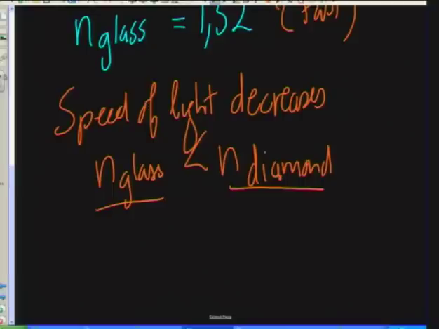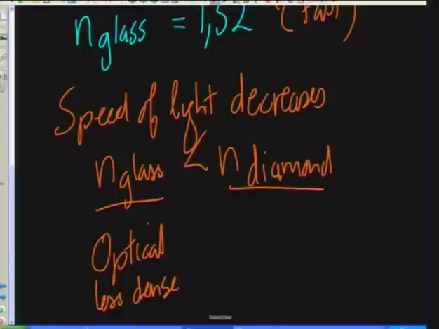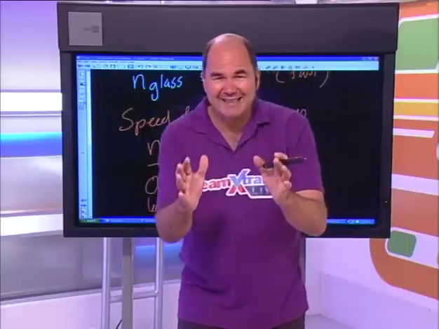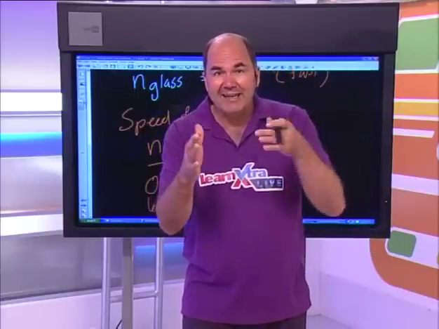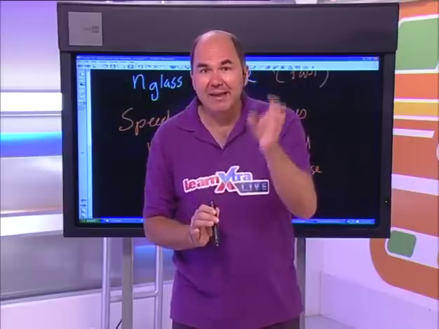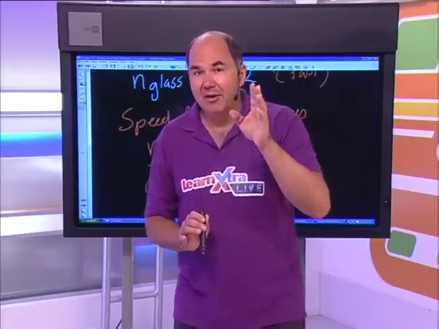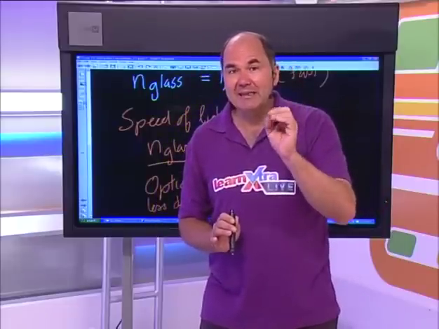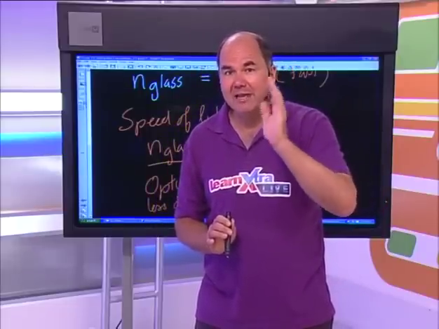And we can say that it is optically less dense to optically more dense. Diamond is more dense. Okay, got it? Make sure that you understand what's happening when light changes and moves into different medium. It's going to change its speed. That's what refraction is all about. Now, the other effect is that light, when it's refracted, changes direction.